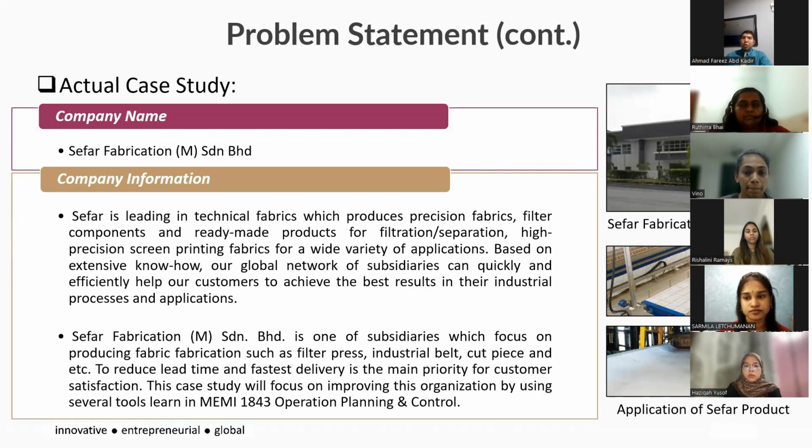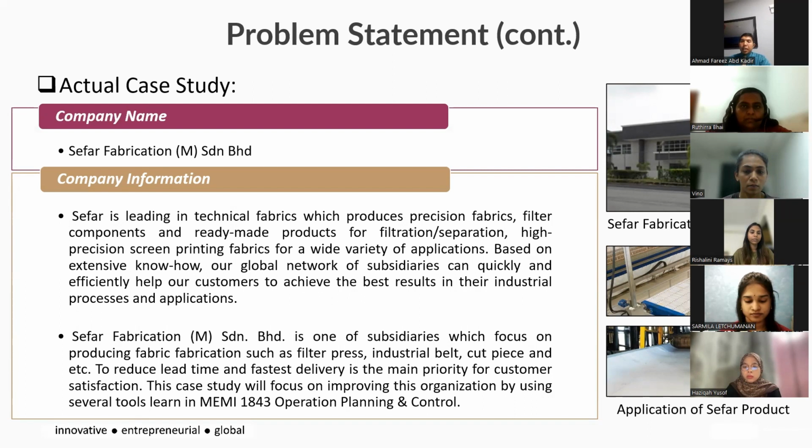Okay, please pay attention to the slide. This is our actual case study and the project selection. The company we select is Sifa Fabrication Malaysia's neighborhood, and this company is located in Johor Bahru. For your information, Sifa is leading in technical fabric, which produces precision fabrics. To summarize, Sifa Fabrication is one of the subsidiaries which focus on producing fabrication such as filter press, industrial belt, cut piece, and others.